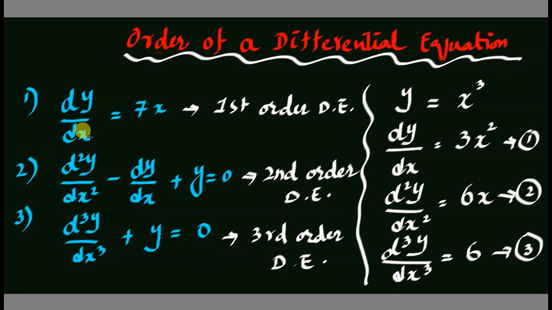So at the end, what is the conclusion? The conclusion is, to find the order of a differential equation, you just pick the highest order differential coefficient in that particular example. For instance, in example 1, this is the only first order derivative, so that's why this is a first order differential equation. In the second example, the highest order derivative is 2, so this is a second order differential equation. And in example 3, the highest order derivative is 3, so this is called the third order differential equation.